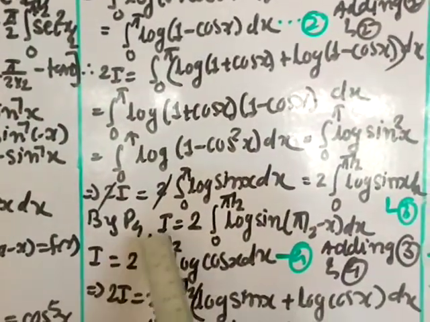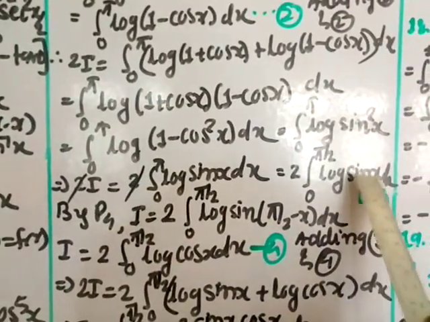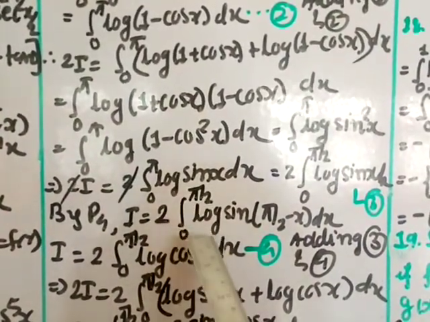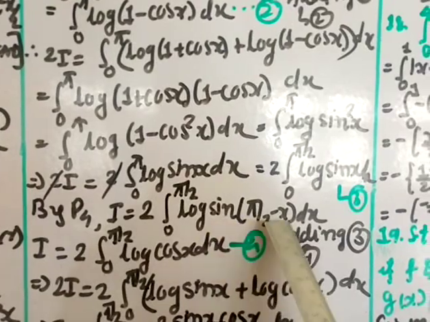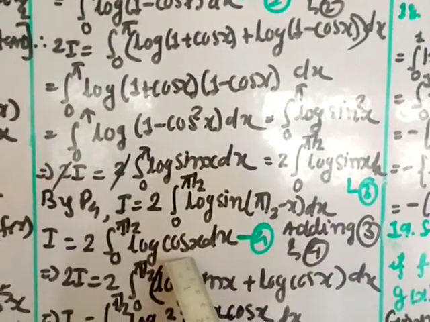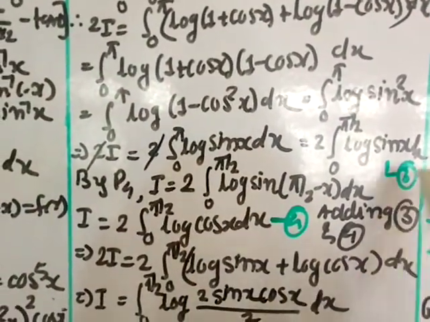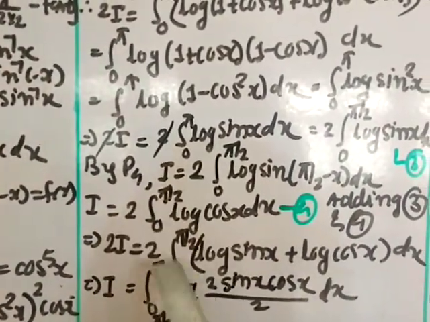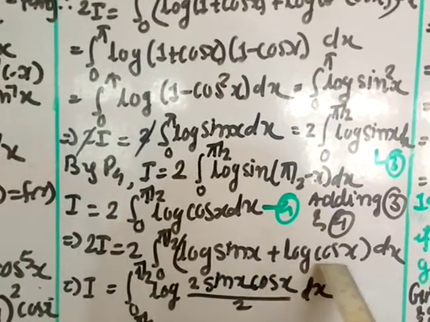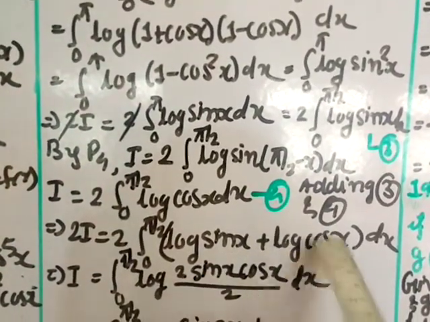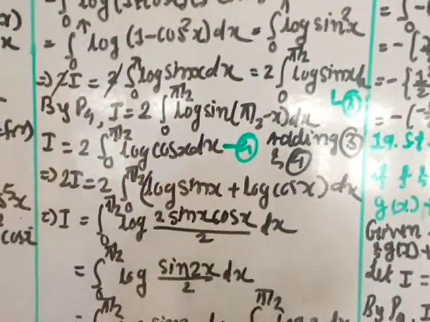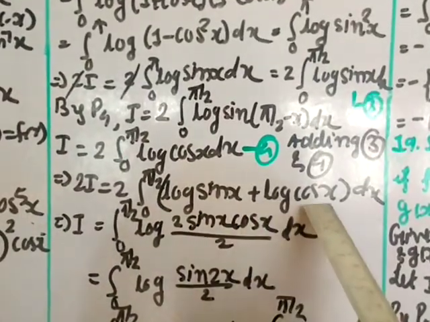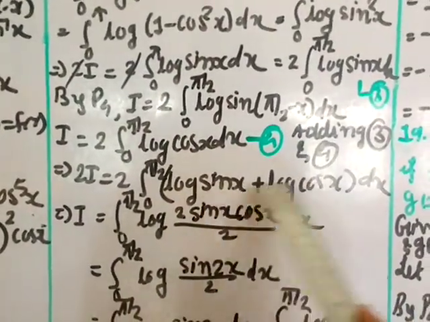By property 4, I is equal to, I am directly using here, integral 0 to pi by 2 log sin of pi by 2 minus x dx, which gives you log cos. Call it number 4. Add 3 and 4, these 2. So you get 2I is equal to 2 common, integral 0 to pi by 2 log sin x plus log cos x dx. Log sin plus log cos, again use the identity log m plus log n gives you log m into n, so product of these 2.